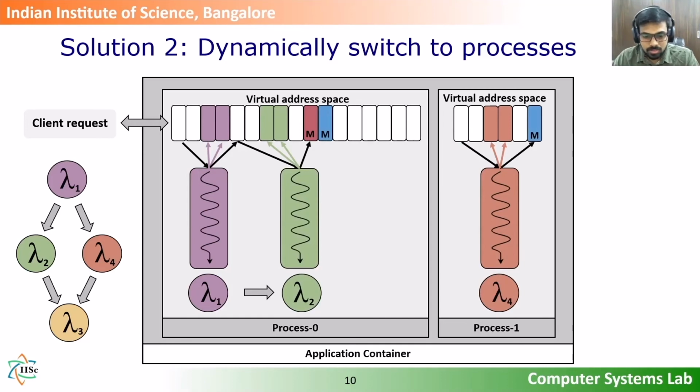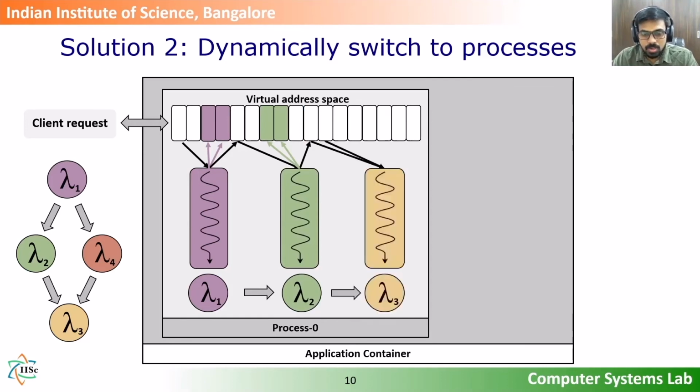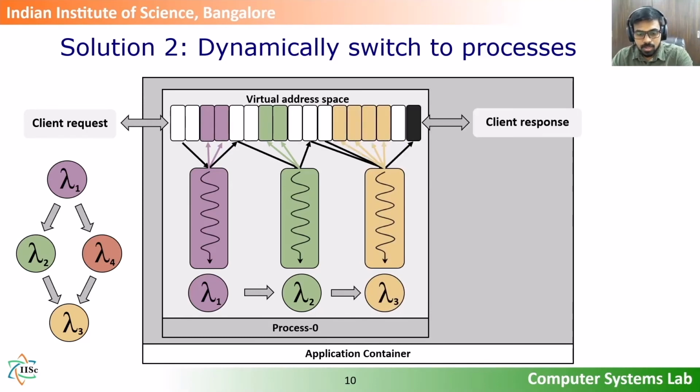Lambda 4's output is made available to process 0 via shared memory. Once both functions' outputs are available in process 0, lambda 3 gets triggered and its output is sent back to the client. So we overcome the problem of GIL in interpreted languages by running functions as processes instead of threads wherever there is parallelism in the workflow.